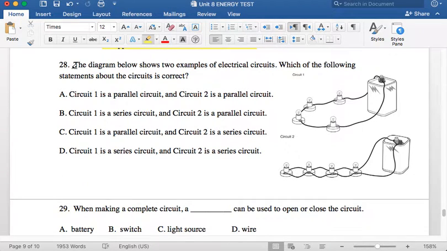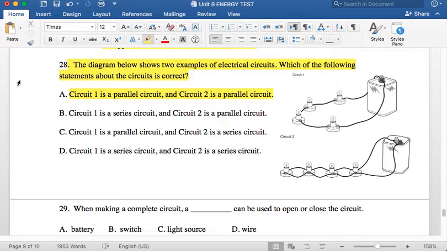Number 28, and again we have a diagram, so some pictures. You have circuit 1 here and circuit 2. The diagram below shows two examples of electrical circuits. Which of the following statements about the circuits is correct? So again, the diagram shows two examples of electrical circuits. Which of these statements about the circuits is correct?